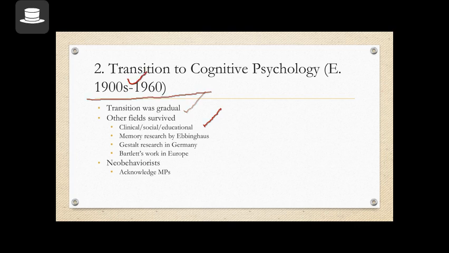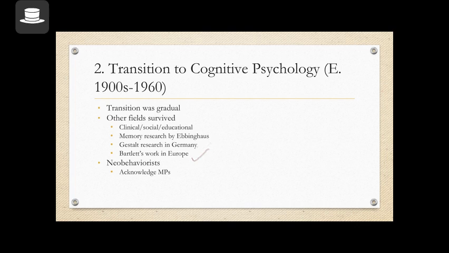And at that time, if you remember, there was Ebbinghaus and his memory research work that laid the foundation eventually to cognitive psychology. There were other fields too, like Gestalt psychology in Germany. There was also Bartlett, and we'll study Bartlett's work later when we talk about semantic memories and schemas. But there was other work that was related to mental processes like Bartlett's.